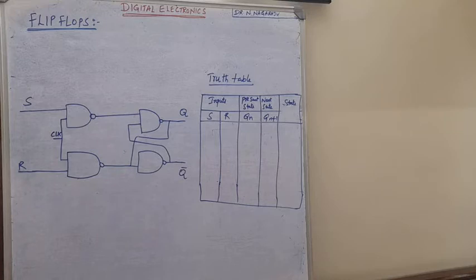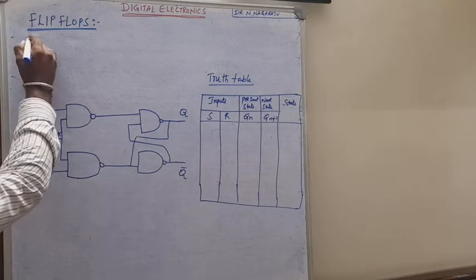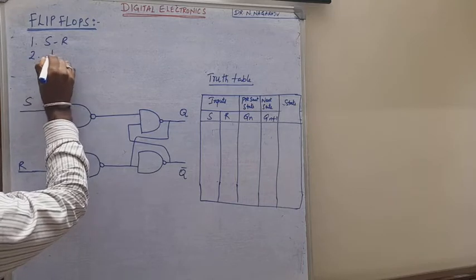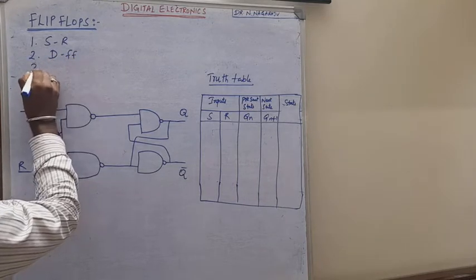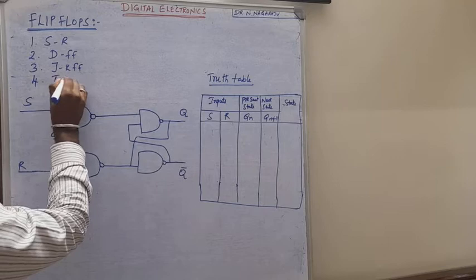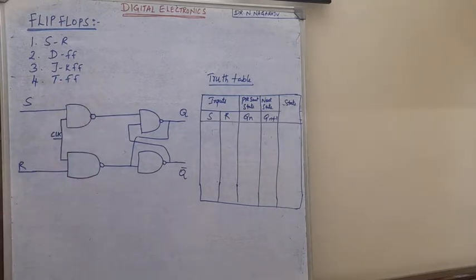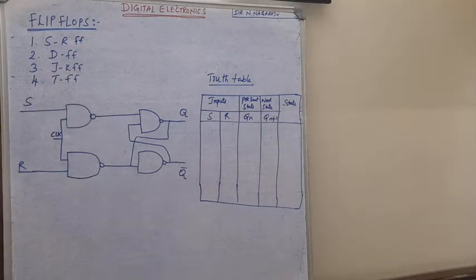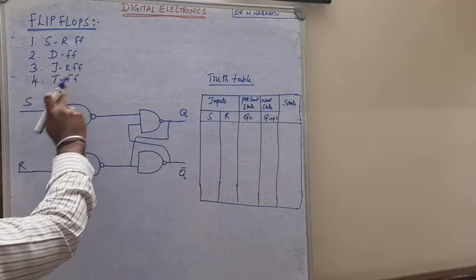So the definition is what? A flip-flop is a storage device which is used to store one bit of binary information, either 0 or 1. It has been classified into four types. One is the SR flip-flop, the second one is the D flip-flop, the third one is the JK flip-flop, and the fourth one is the T flip-flop. These are the basic four flip-flops used in digital electronics, right? SR flip-flop, D flip-flop, JK flip-flop, and T flip-flop.